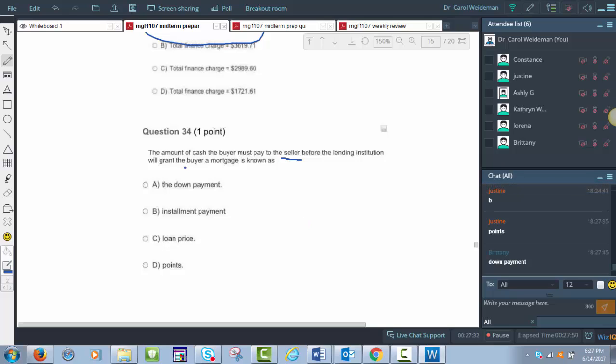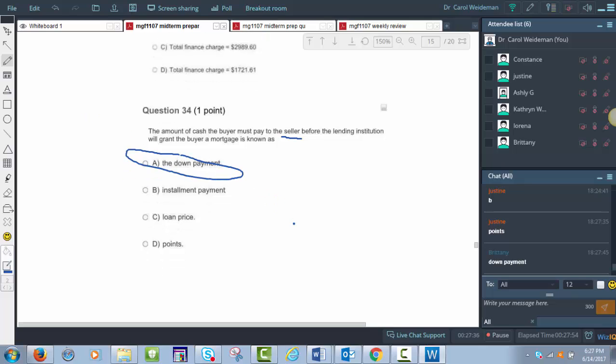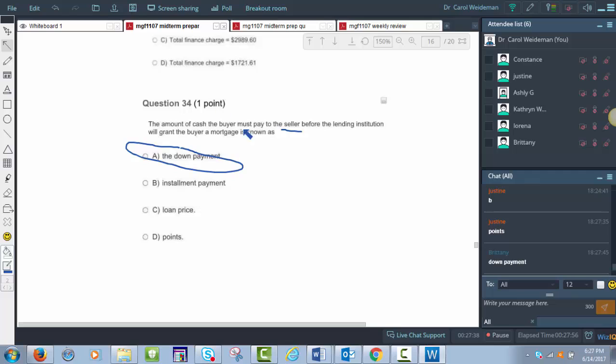The down payment, yeah. Justine, the points go to the bank. If you remember on one of the slides we talked about it, when they go to settlement, the points go to the bank, the down payment goes to the seller of the house as part of the purchase price.